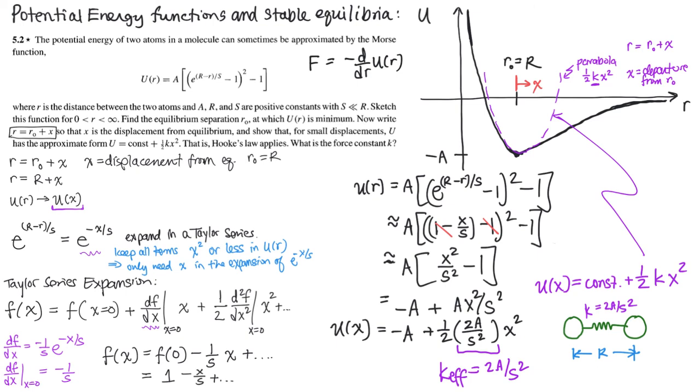So hopefully this problem has given you a sense of how to take a potential that is not a parabola, find a minimum, expand a potential mathematically about that minimum to show that you have a parabolic potential, and the coefficient of that parabolic potential, the k in the 1/2 kx squared, tells you about the effective spring stiffness of the system near equilibrium.